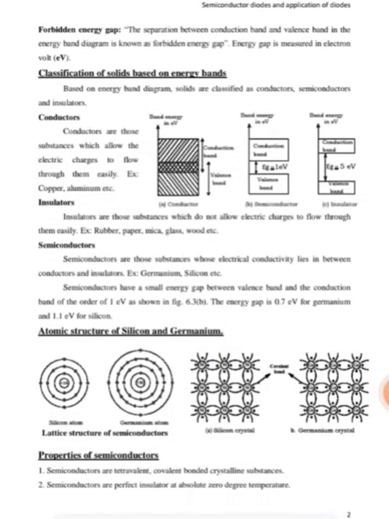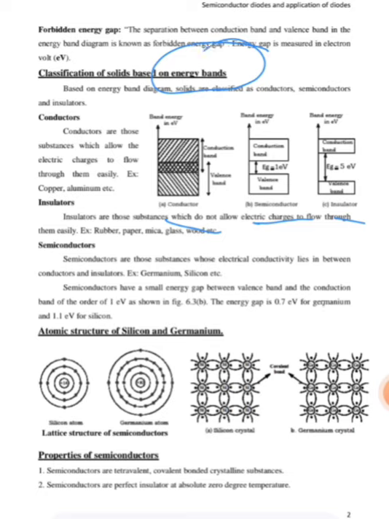So now let us try to understand what exactly these conductors, semiconductors and insulators are according to this energy band diagram. I already told you that we will have three important things in the energy band diagram: one is the valence band, the other is the conduction band, and the other is the forbidden energy gap. So depending upon the energy gap between the valence band and the conduction band, we are going to classify these conductors, semiconductors and insulators. So here I have three separate diagrams: conductors, semiconductors and insulators, which deal with these energy bands.